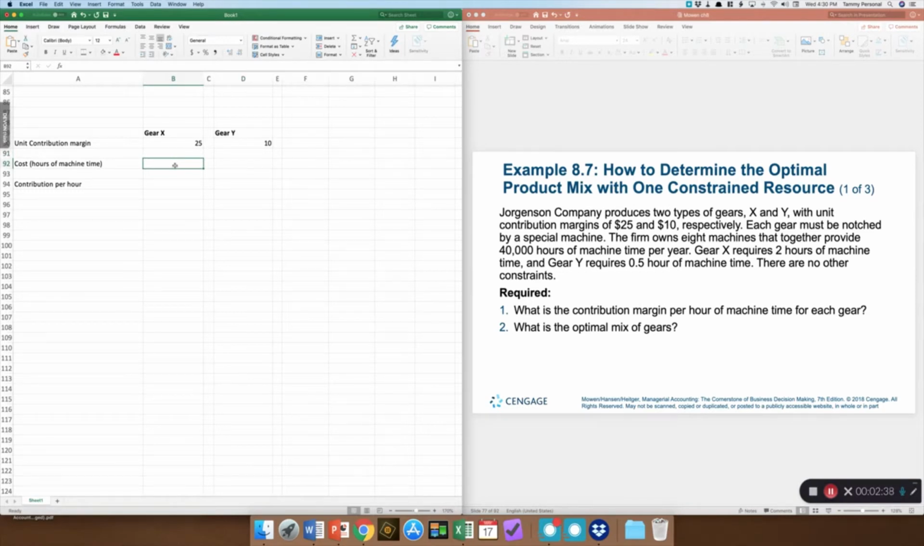But then there's another cost to making these gears. The cost is how much time it takes in terms of the hours of machine time. It's an opportunity cost. It's not really an accounting cost. It's not going to show up on your accounting statements, but it is, in fact, a cost. In this case, gear X costs you 2 hours to make, and gear Y costs you a half an hour to make.